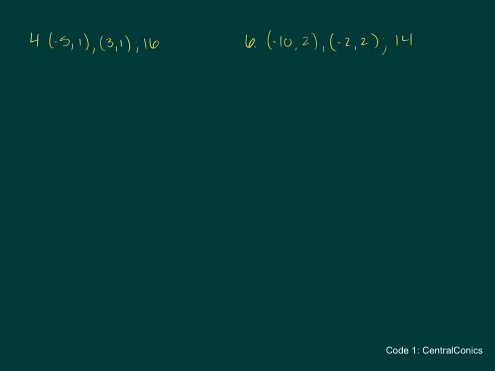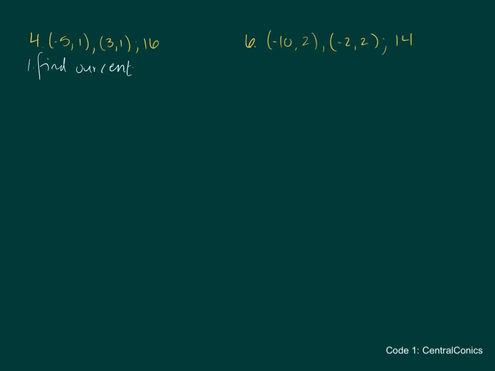First we're going to look at number 4. In number 4, they give us the points of our foci, which are (negative 5, 1) and (3, 1), and then they give us the sum of focal radii, which is 16. We're going to use the sum of focal radii later to solve for a, but first what we've got to do is figure out what our center is.